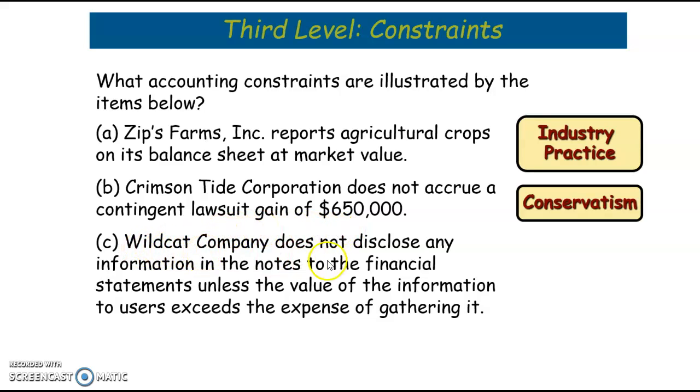Okay, Wildcat Company does not disclose any information in the notes to the financial statements unless the value of the information to users exceeds the expense of gathering it, and that, of course, is the cost-benefit constraint, which is still in place in the current framework.